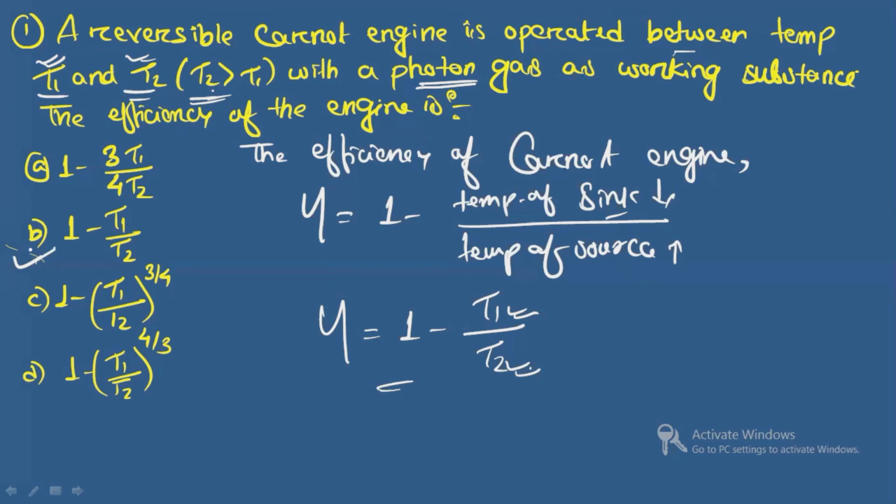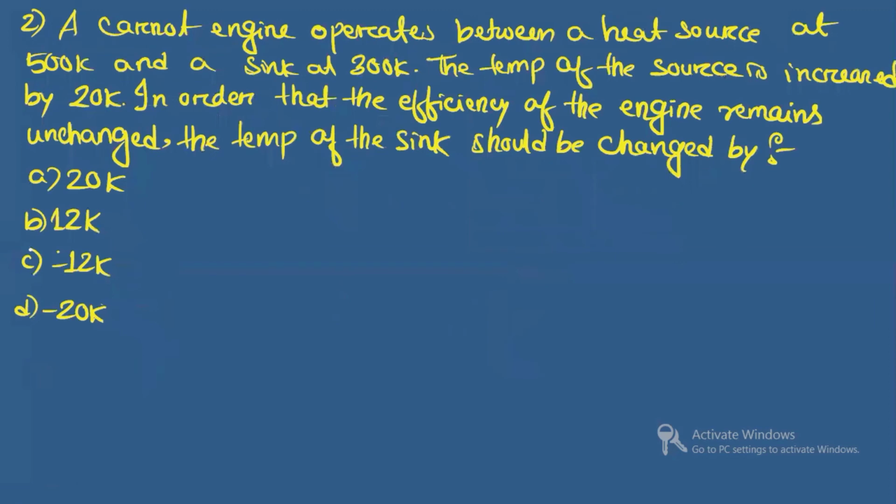Now let's come to the next question. A Carnot engine operates between a heat source at 500 Kelvin and a sink at 300 Kelvin. So the temperature of source and sink is given. Between this temperature, a Carnot engine is operating. The temperature of the source is increased by 20 Kelvin. So here it is said, after that what happens? The temperature of the source is increased by 20 Kelvin.